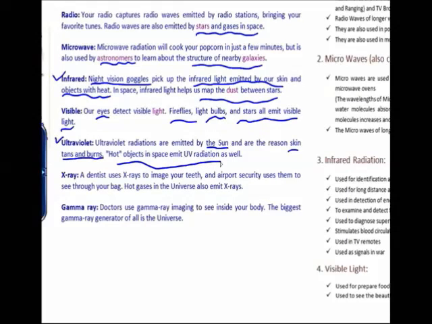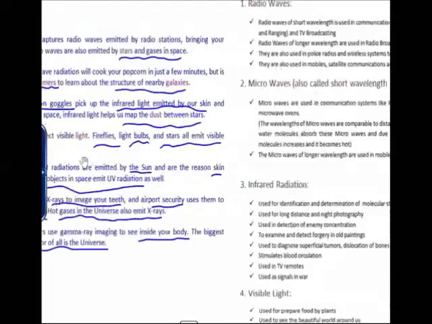X-rays, a dentist basically uses X-rays to image our teeth, and you have seen at airport security also that they basically use X-rays to see through our bag. Now all the hot gases in the universe emit X-rays, whereas gamma rays are used by doctors to see the inside of our body. The biggest gamma ray generator of all is the universe. Now these are some specific examples. Let us go to some common examples as to where they are actually used.